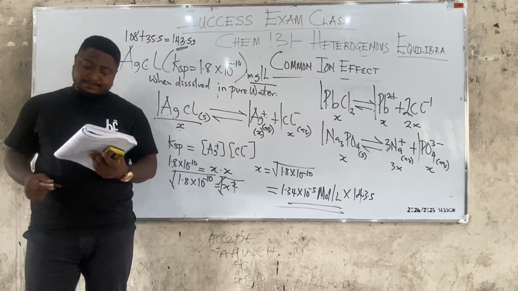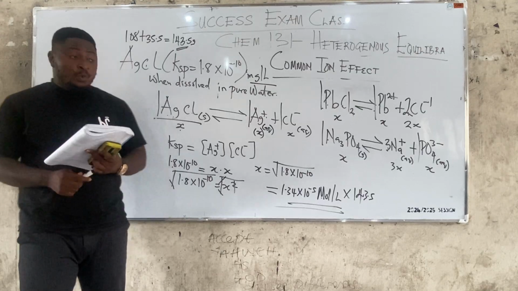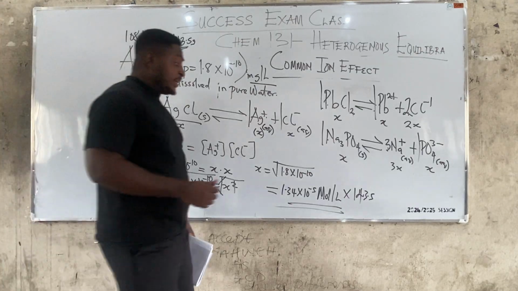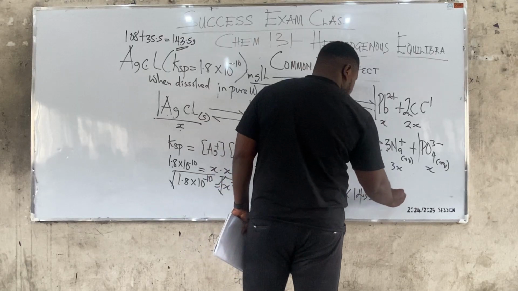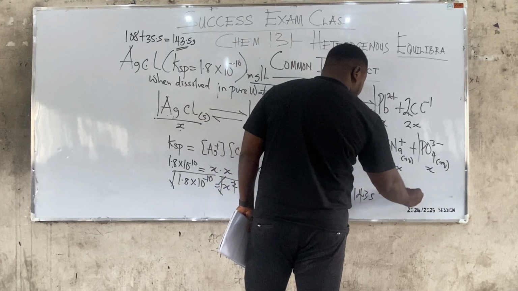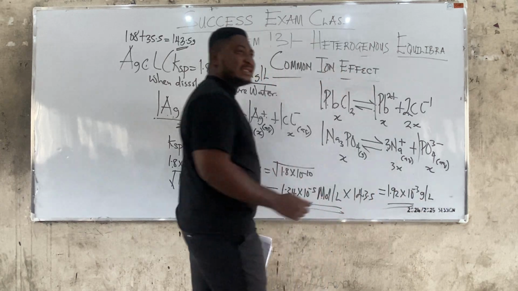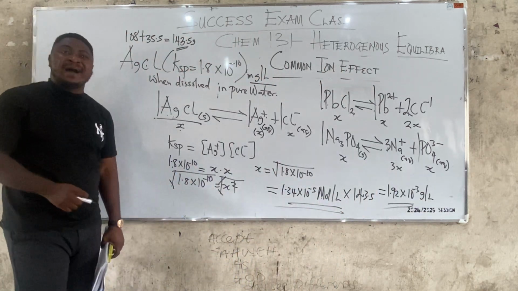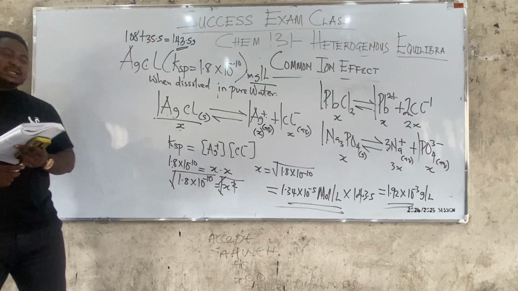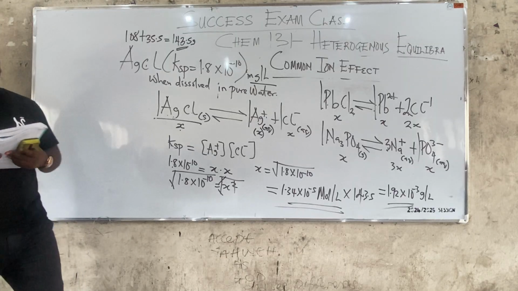Someone help us. 1.92 times 10 raised to power minus 3 gram per liter. This is the solubility of the salt in gram per liter.